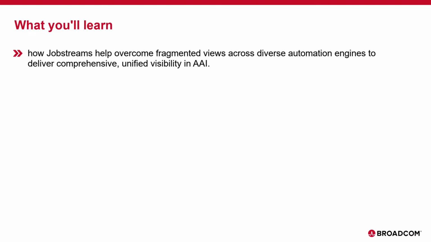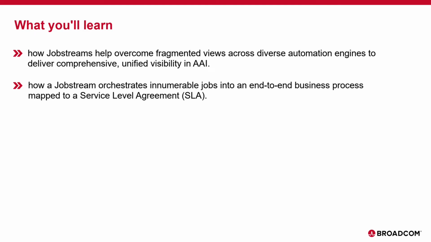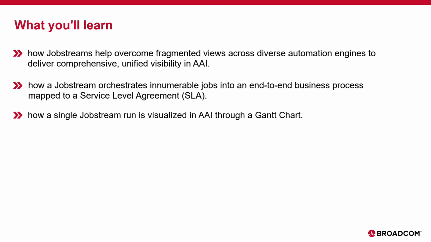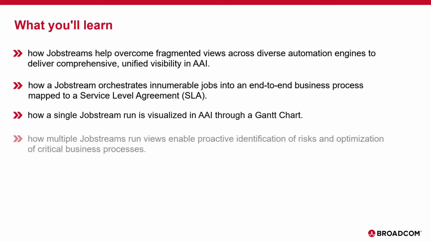By the end of this module, you'll be able to explain how Jobstreams help overcome fragmented views across diverse automation engines to deliver comprehensive unified visibility in AAI. How a Jobstream orchestrates innumerable jobs into an end-to-end business process mapped to a service-level agreement. How a single Jobstream run is visualized in AAI through a Gantt chart. How multiple Jobstreams run views enable proactive identification of risks and optimization of critical business processes.